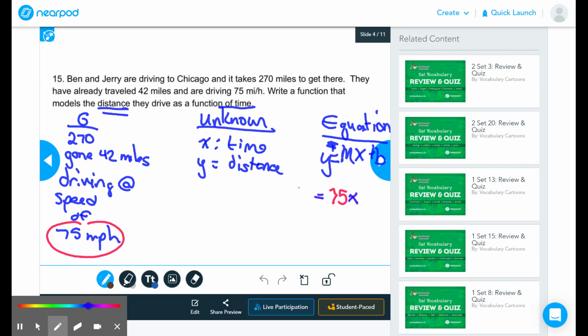because that is changing every single hour. Once you go 1 hour, you go 75 miles. Once you go another hour, it's another 75, so 150. And then you start at the 42, because you've already driven 42 miles. Now, some of you are like, well, what do I do with that 270? Nothing. That was just for the total amount. For an equation to be an equation, you have to have y and you have to have x. So 270 was just an extra number.